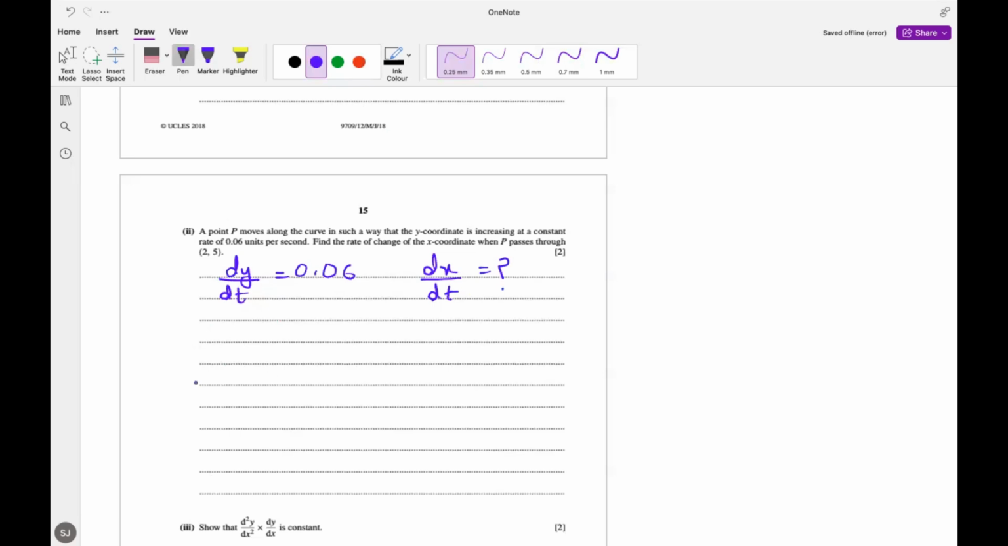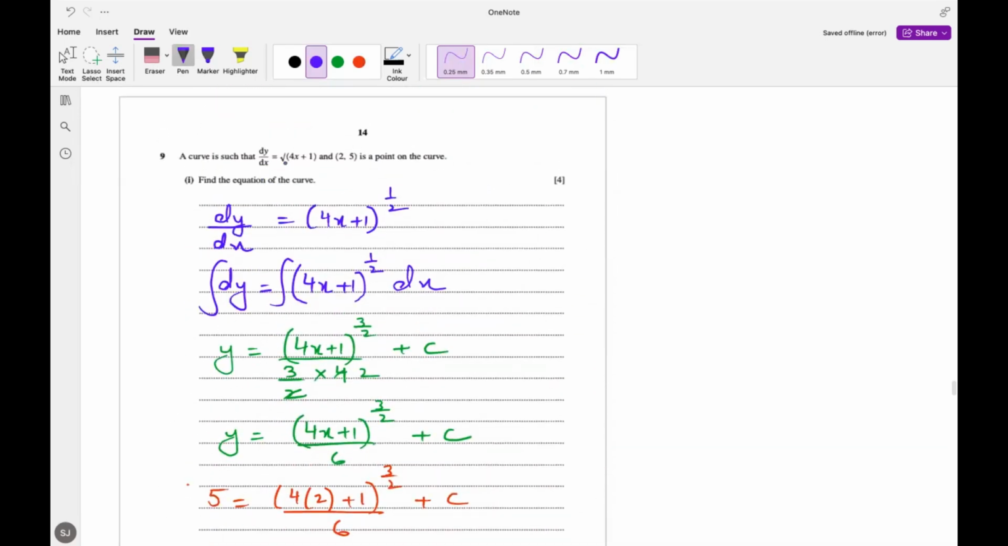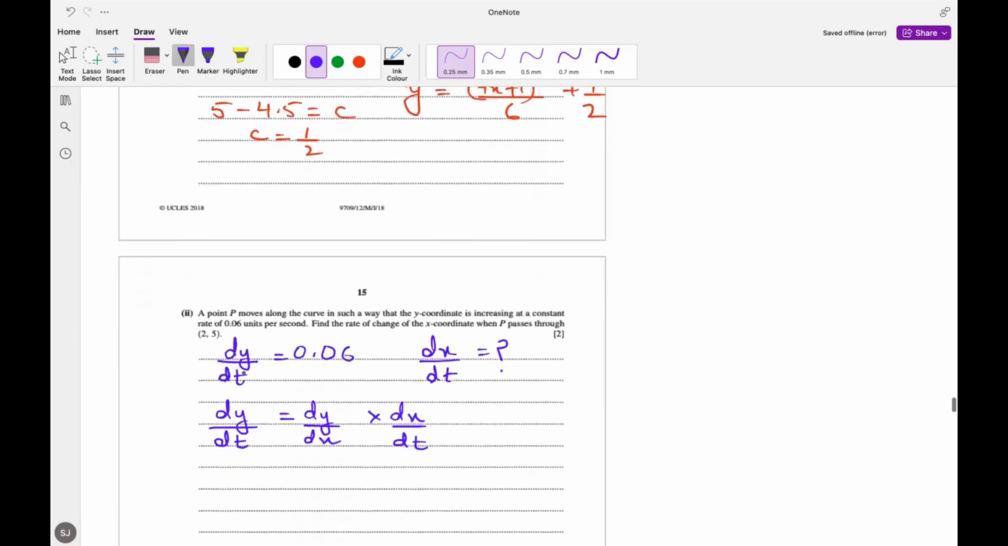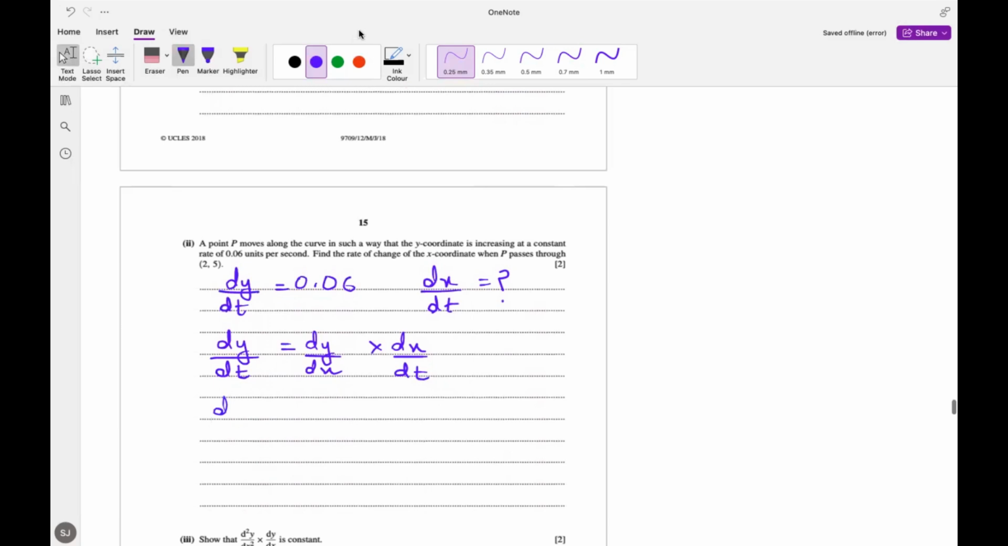Dy dt and dx dt are related by the formula dy dt is equal to dy dx multiplied by dx by dt. We already have the value of dy dt. We have to find the value of dy dx, so we can find the value of dx by dt. The dy dx expression was already given, which was square root of 4x plus 1, so we'll substitute the x value, which is 2. Substituting 2 in place of x, we get 4 times 2 plus 1 to the power 1 upon 2. So 9 to the power 1 upon 2 is 3.